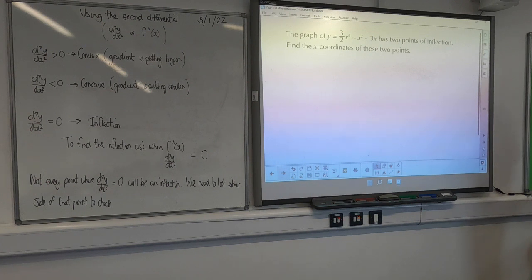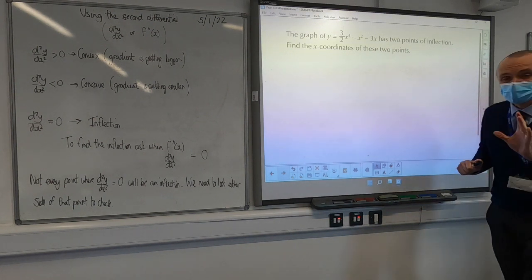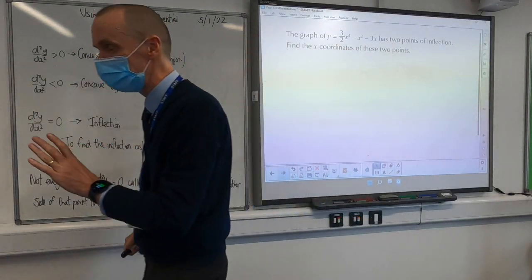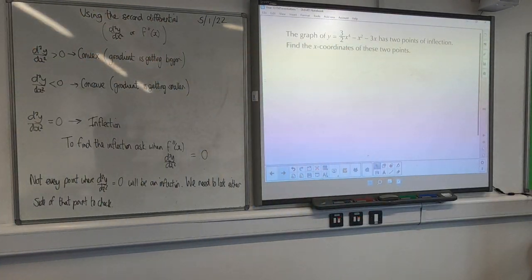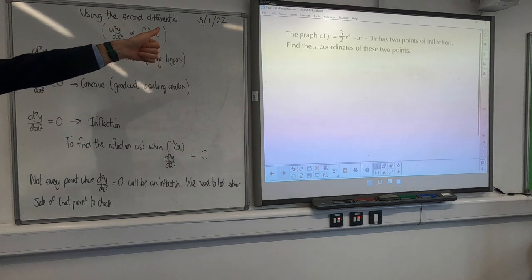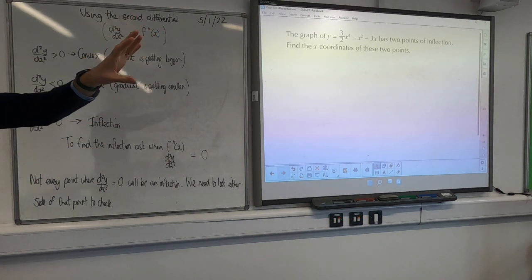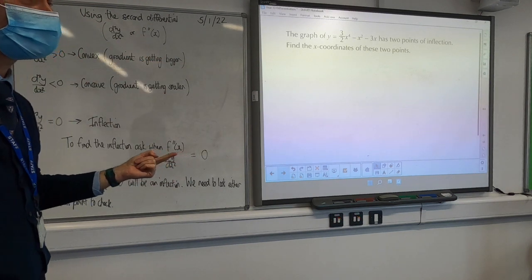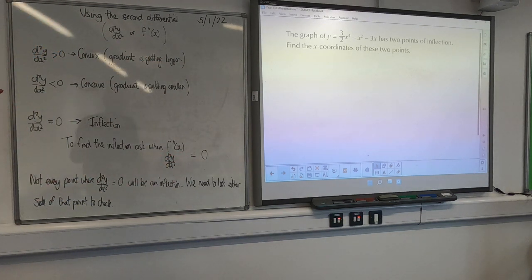So here is another function. It's a quartic, which we know can be a bit weird and wacky. And we're not being asked to find the turning points, stationary points. We're being asked to find points of inflection. So we're going to differentiate once. It's y equals, so that will be dy by dx. But then we're going to differentiate again. And we're going to ask, when does d2y by dx squared equal 0?